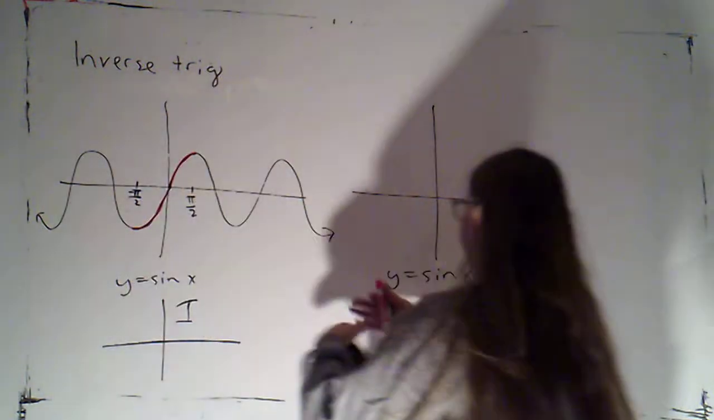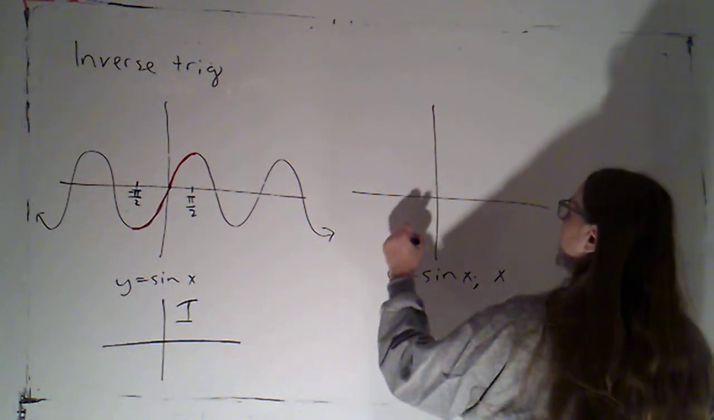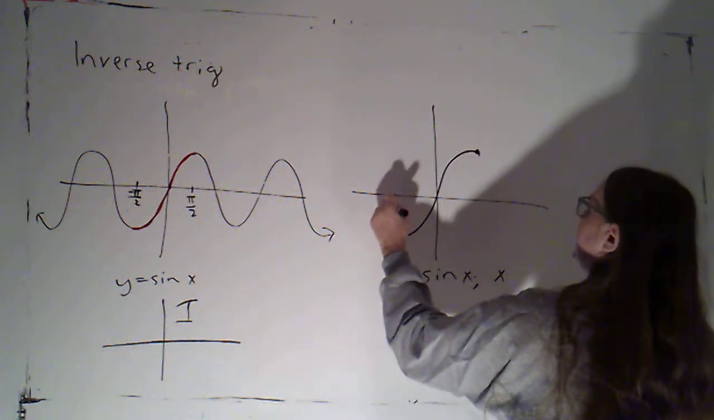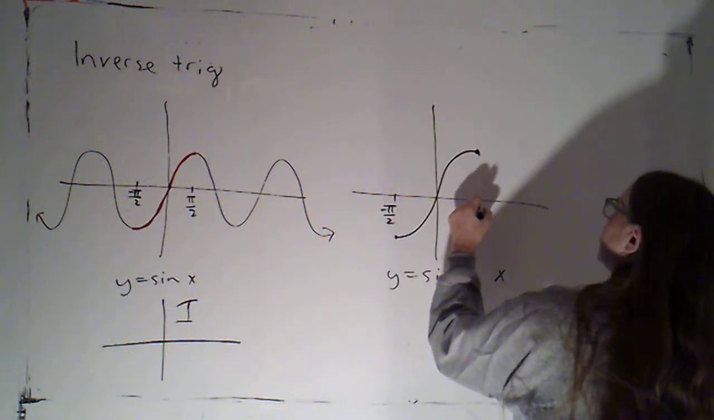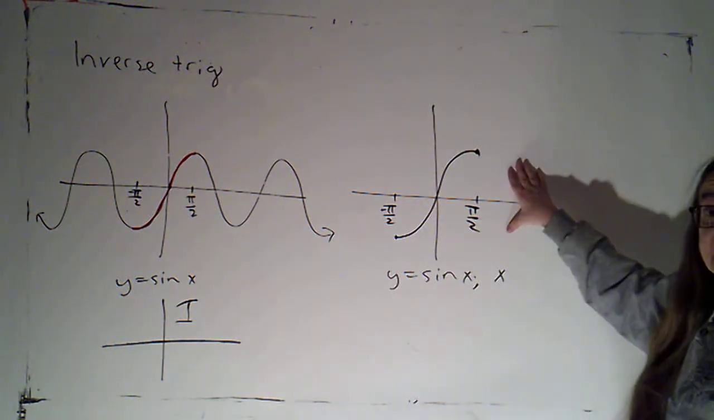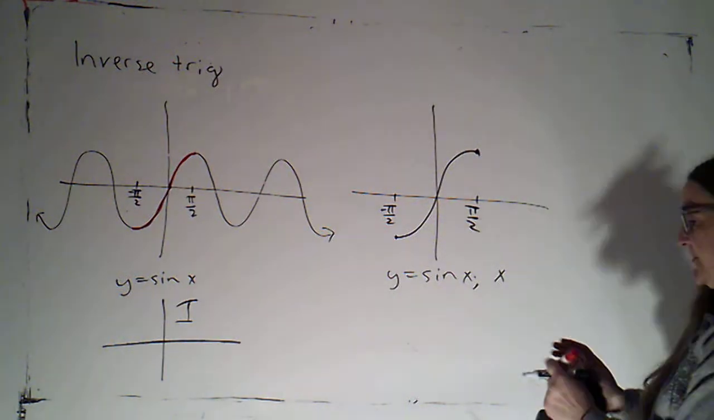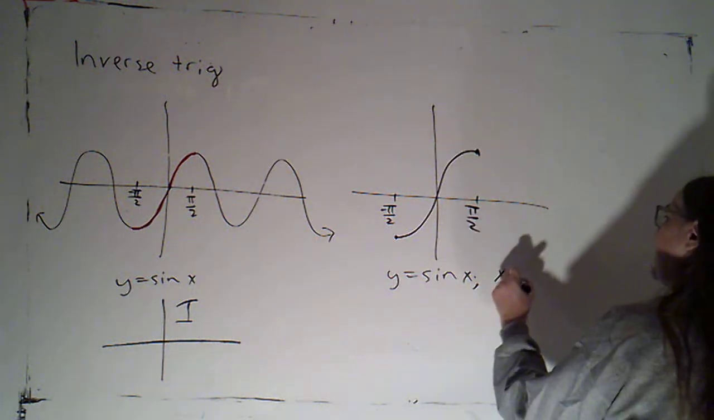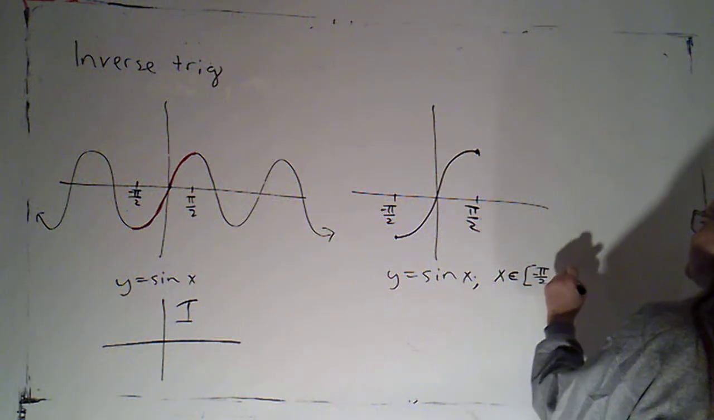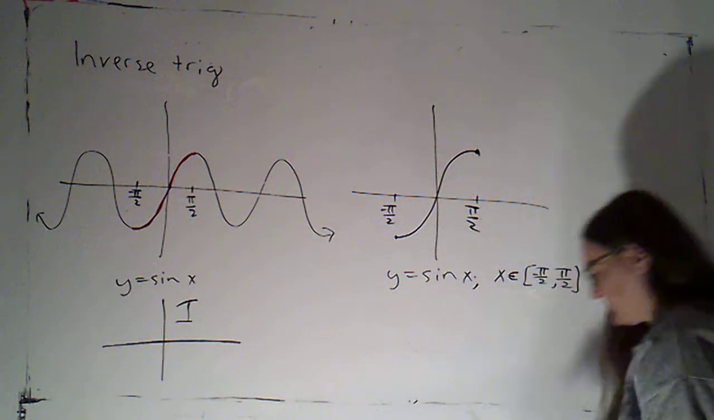So it looks like that's the part of the graph that I'm going to want to keep, like so, going from negative pi over 2 to positive pi over 2. Okay. This is 1-to-1. So this is y equals sine x with x in the interval from negative pi over 2 to positive pi over 2.